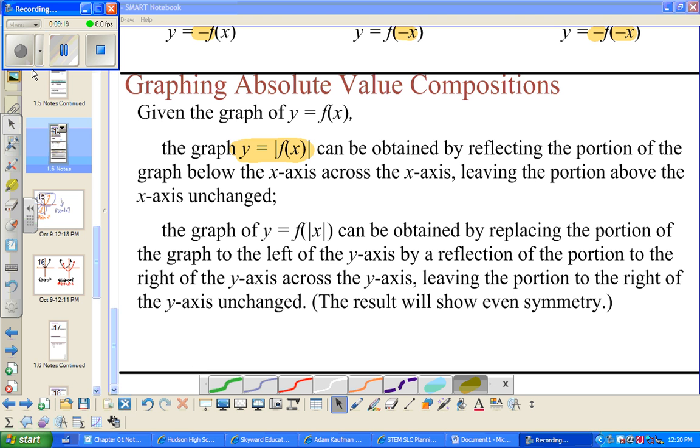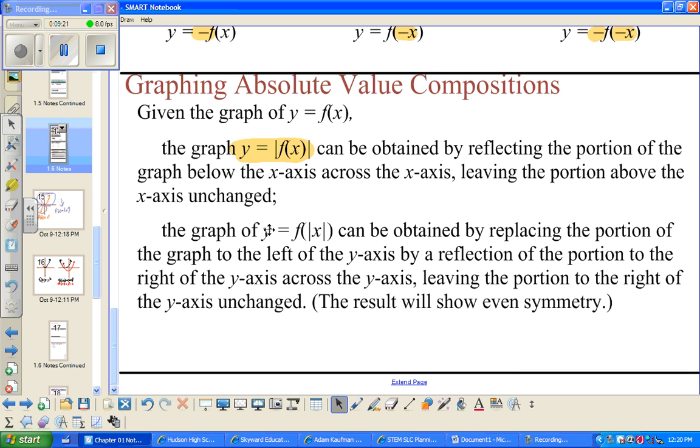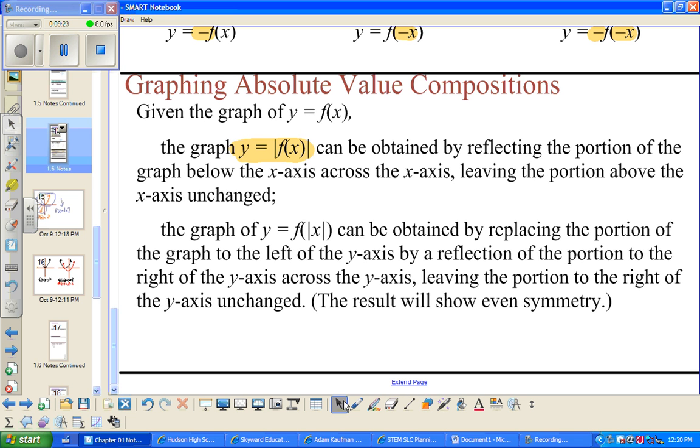Similarly, if you take the absolute value of the x values within a function, as demonstrated here, what you will do is take anything to the left of the y-axis and reflect it in the y-axis, and anything to the right of the y-axis would remain on the right.